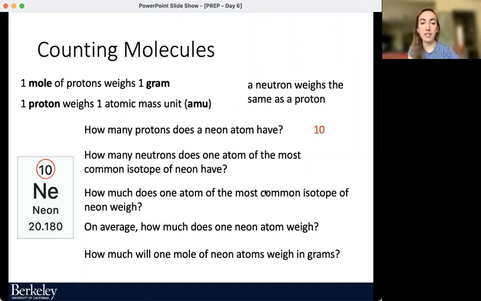So the first question is, how many protons does a neon atom have? I think almost all of you got this right. That's just the atomic number straight off the periodic table. Nothing has changed on that.